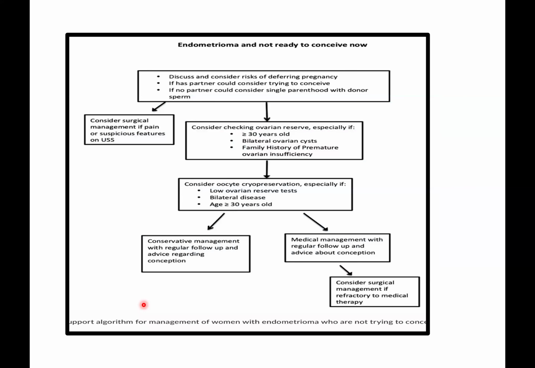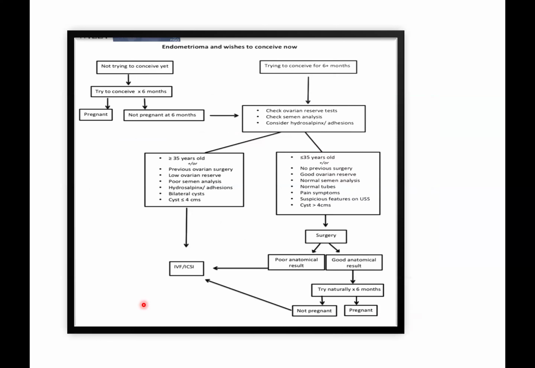If I go back here: cysts more than 4 centimeters, first line is surgery. But at the same time, you have to discuss the pros and cons of the surgery, that it can cause ovarian tissue damage. My role and your role is to discuss the surgery. Yes, it is required, but it can cause ovarian tissue damage. So we have to inform the fertility specialist. Got the point? Yes, ma'am.